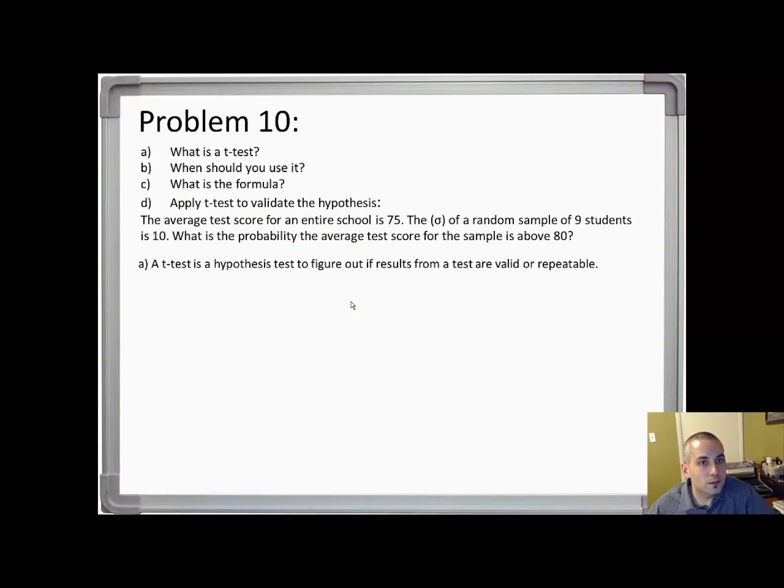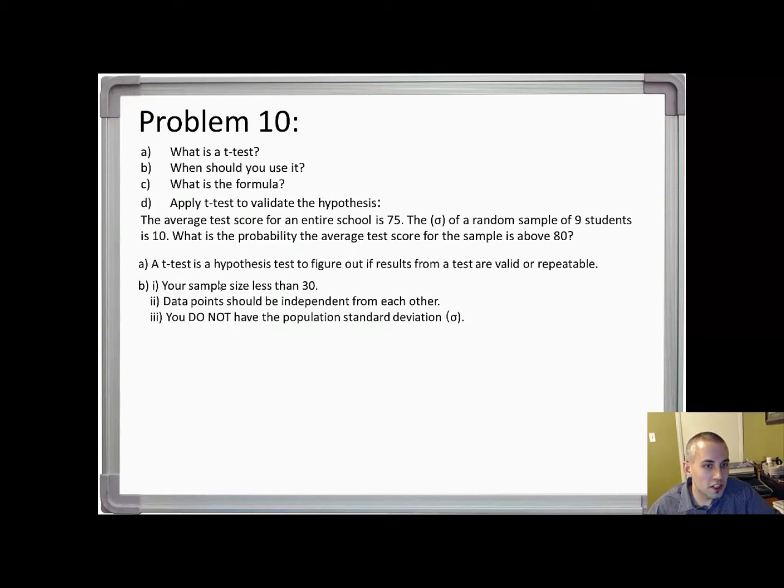But for part B, when should you use it? Your sample size is less than 30. Notice that with the z-test, we're going with sample size greater than 30. Data points should be independent from each other. That's the same thing as in the z-test. But for a t-test, you do not have the population standard deviation. So 1 and 3 are going to be the difference between t-test and z-test. And in this case, for 1 and 3, you're going to be using a t-test.